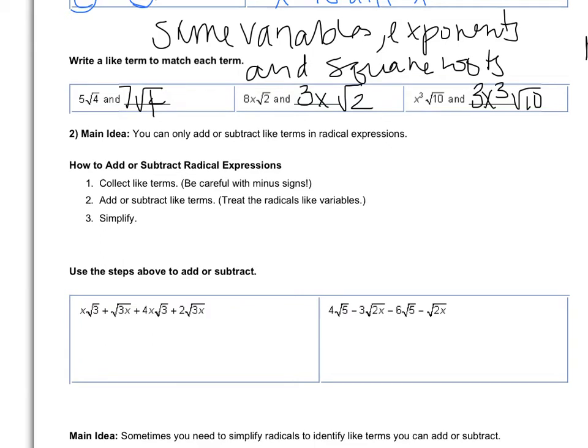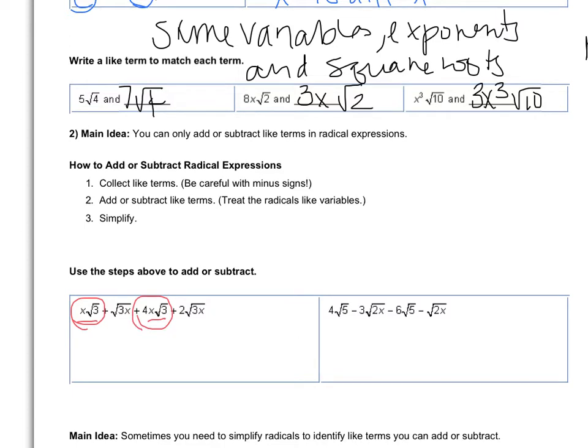Okay, so we can only add or subtract radical expressions if and only if they have the same square roots, same variables, and same exponents. So if you look at this example down here, we have x times the square root of 3 plus square root of 3x plus 4x square root of 3 plus 2 square root of 3x. The first thing I'm going to look at is what's underneath the square root. So I have two of them that have a square root of 3. And I also have to make sure they both have an x in front, and they do. So that means I can combine x square root of 3 with 4x square root of 3.